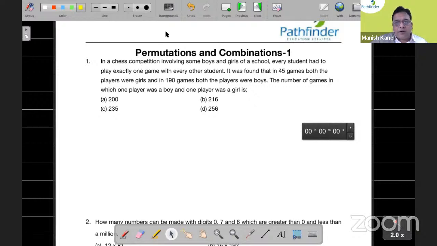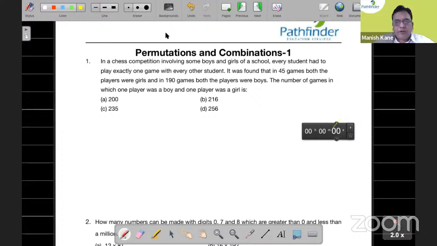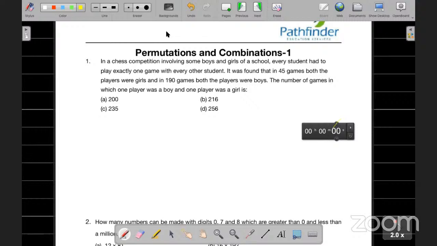Prachi says 200. Any other answers? Okay, Anushka, Atharva, anybody else who's got any answer? Okay. No, sir. So let us see how to approach this question. Somebody was saying something, please. Atharva, you wanted to say something? No, sir, haven't got the answer.